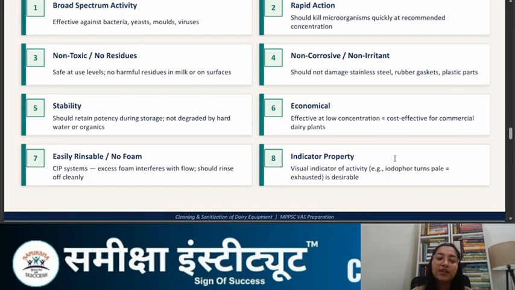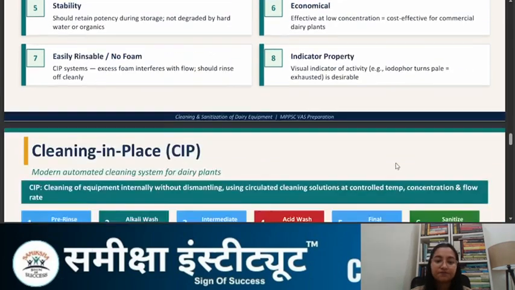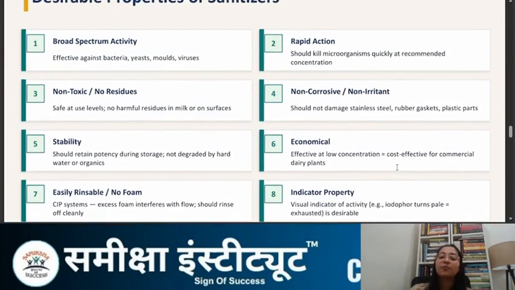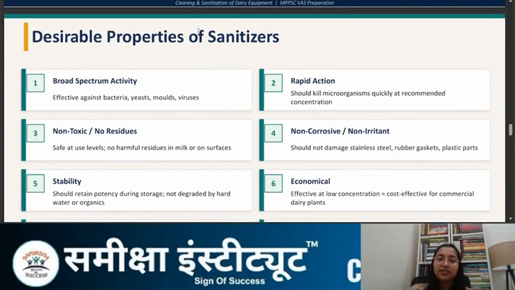They should not form any foam. Cleaning in place systems use excess foam, interferes with flow. They should be easily rinsed off. Then lastly, they should also have indicator property, so that we know that they are acting, that their efficiency is there, that they are effective in nature. Then visual indicator of activity, like the iodophore will turn pale when they will exert their effect. So that is very desirable, so that we can know that the end point has reached and they are able to exert their effect. Then these are all the properties of good detergents, good sanitizers.